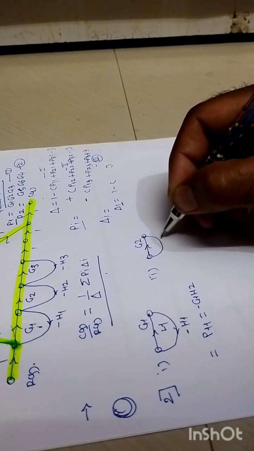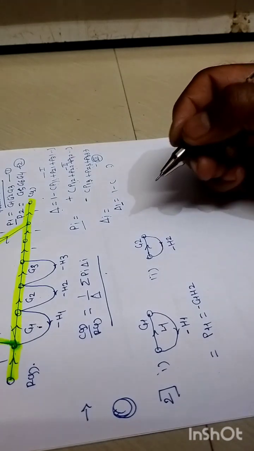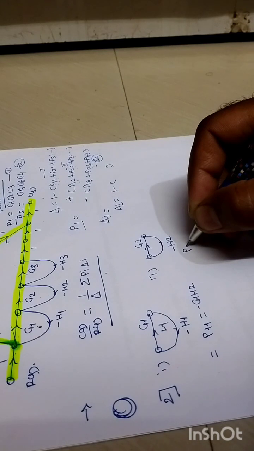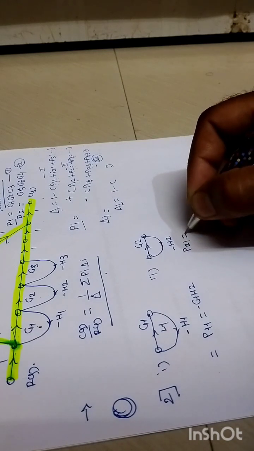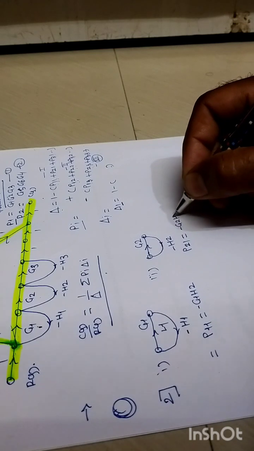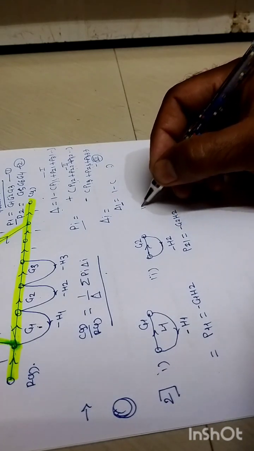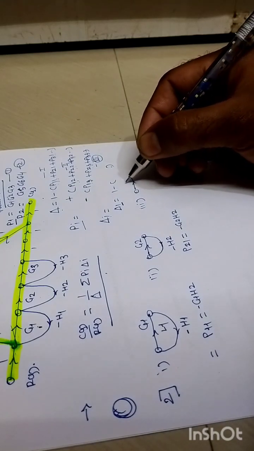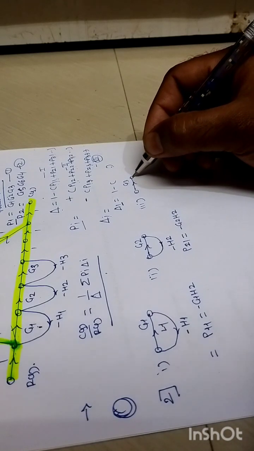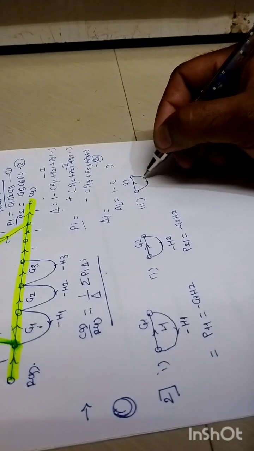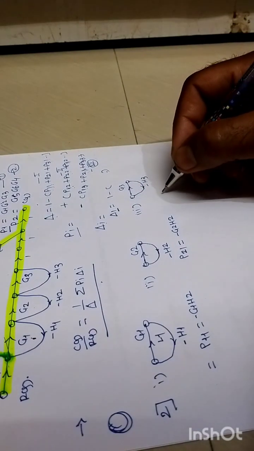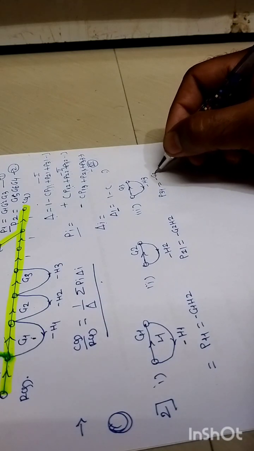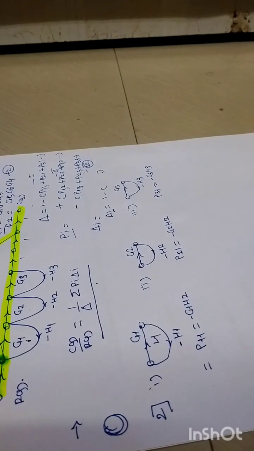Here the forward path is g2, and the feedback signal is nothing but minus h2. So the gain of the second individual loop equals minus g2 into h2. Similarly, this will be the third loop, that is nothing but g3, right? So p31 equals what? Minus g3 into h3.